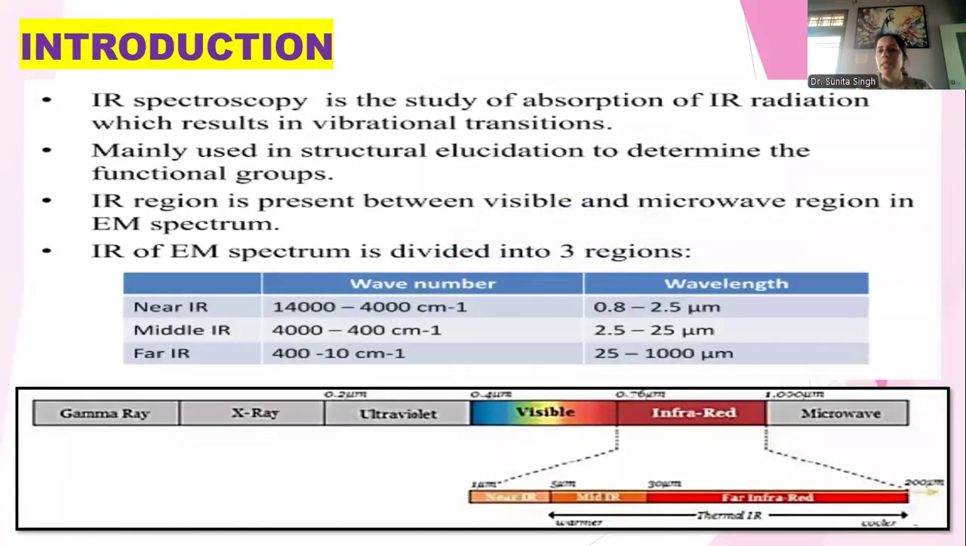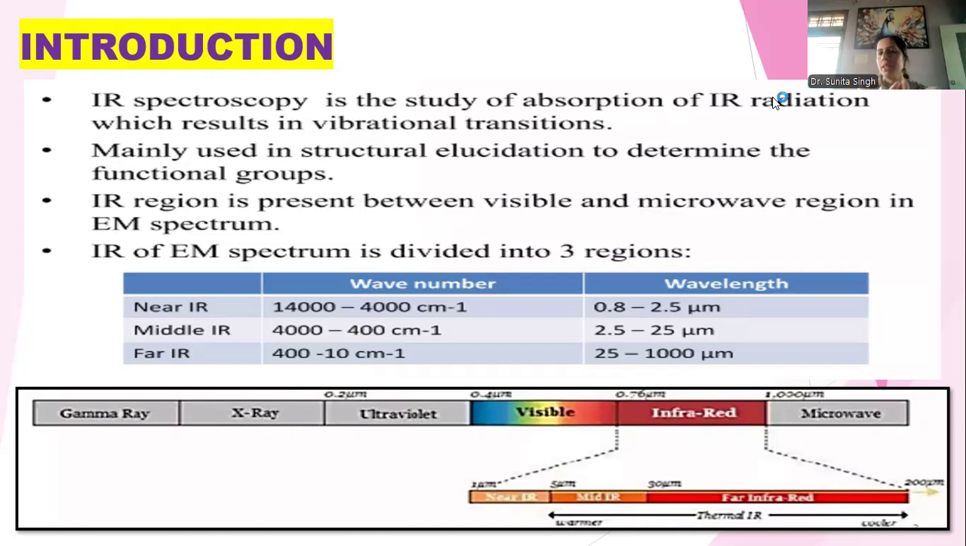IR spectroscopy is the study of absorption of IR radiation, which results in vibrational transitions. Actually, in different spectroscopies, there are different factors responsible for creating such types of spectra or frequency. So in IR spectroscopy, the vibrational transitions are the main factor responsible for IR spectra. They are mainly used in structural elucidation to determine the functional groups.